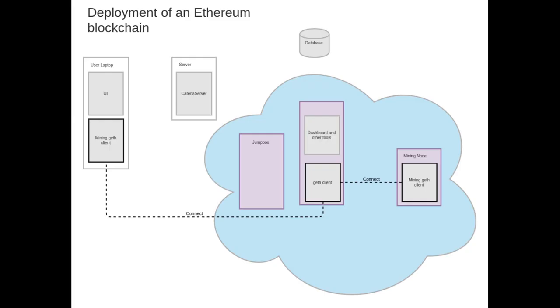So our final picture looks like this. We now have a get client on the user laptop as well. And it connects to the controller node, which runs a get client, which then connects to the mining node, which also runs a get client. So we have 3 clients in total, 2 of which run in the cloud, 1 runs on the laptop.